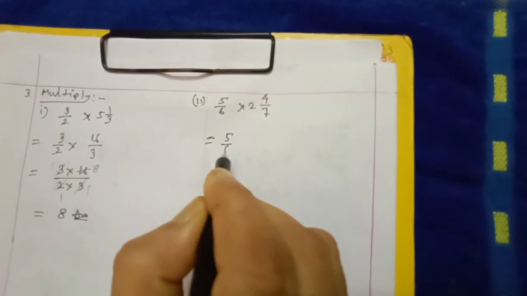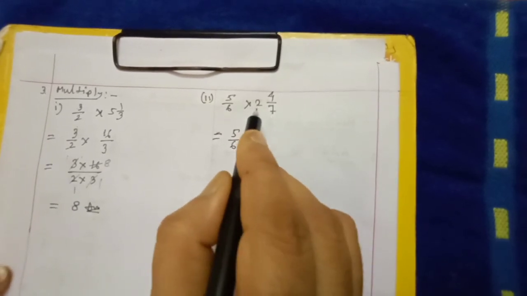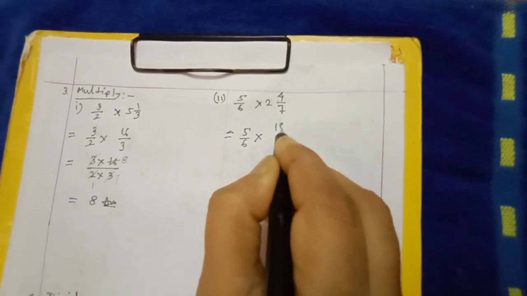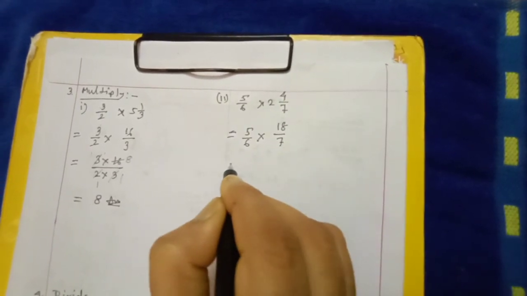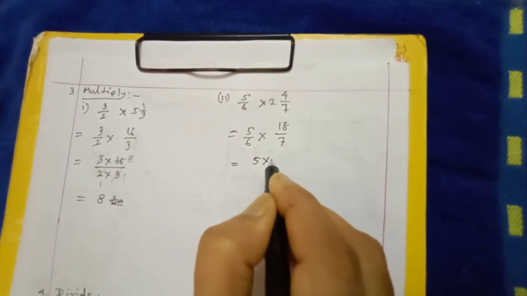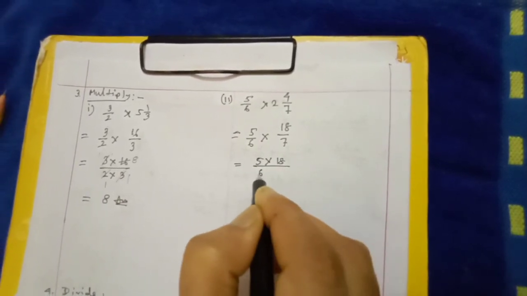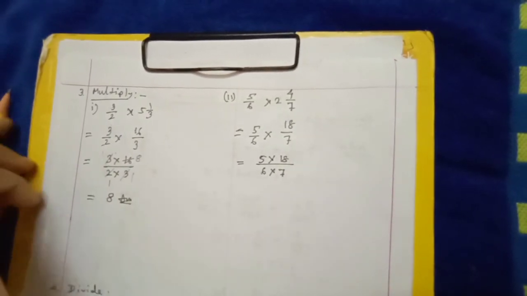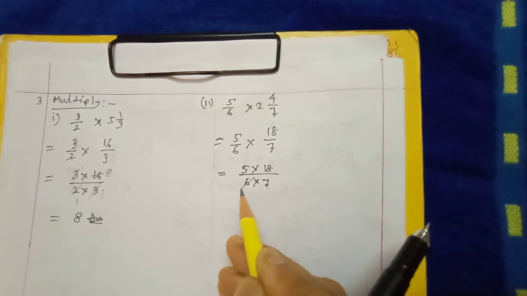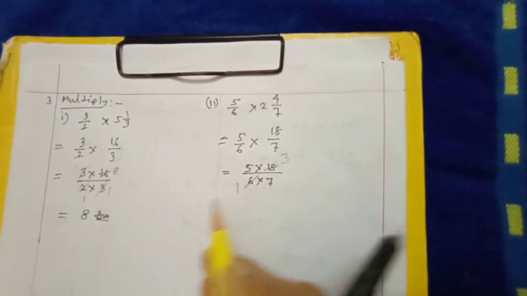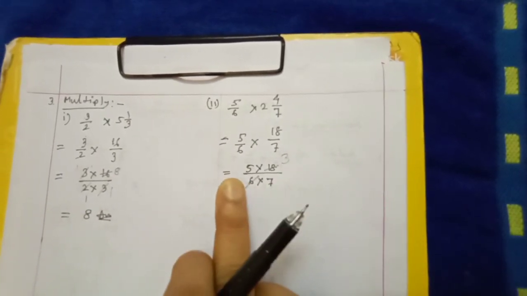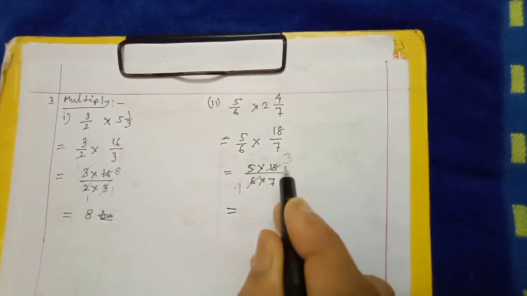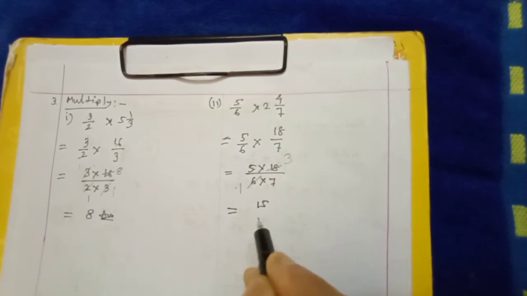Next multiplication is 5 by 6 into 2 4 by 7. So 7 2s are 14, 14 plus 4 is 18, 18 by 7. Now see, the numerator is 5 into 18 and the denominator is 6 into 7. Now can you cancel? Check. Yes, you can cancel. 6 1s are 6, 6 3s are 18. Now 7 and 5, 7 and 3, you can't cancel, so leave it.